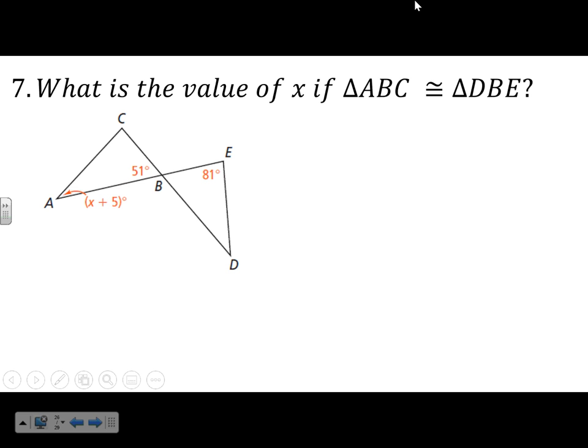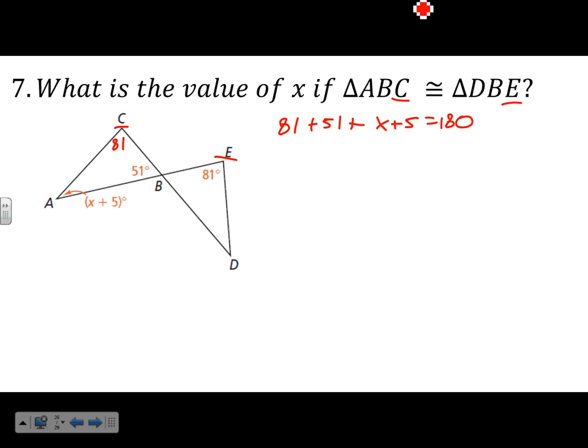What's the value of X if they are congruent? So again, this is another one where I know angle C and angle E are congruent because they tell us in this corresponding statement. So that means this is 81. So we have 81 plus 51 plus X plus 5 is equal to 180.